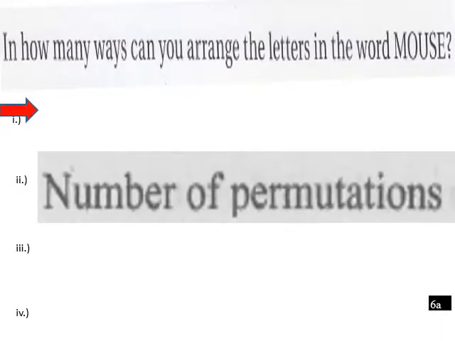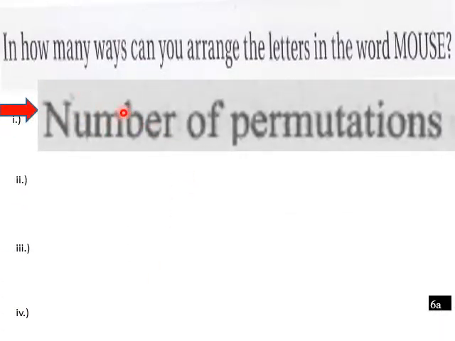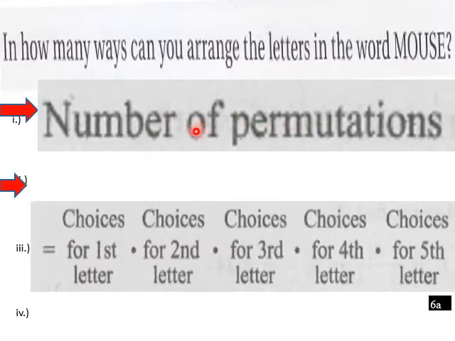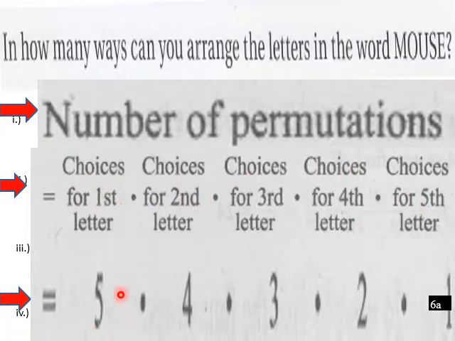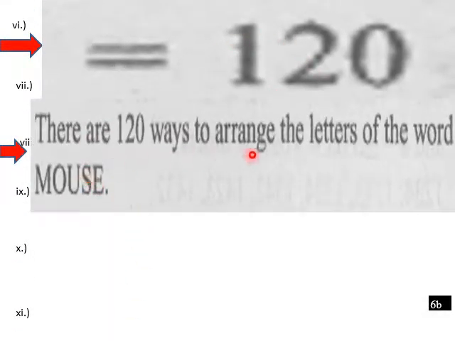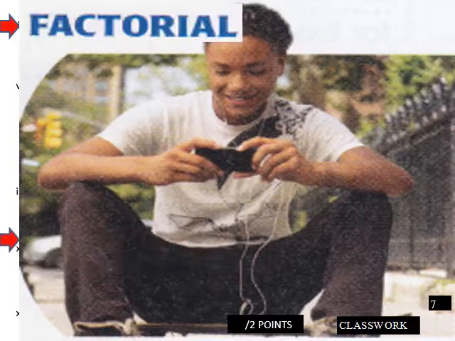So then we go into our guided practice here. The independent practice, that's on you, students. So we have mouse, number of permutations here. Choices, choices, choices. We have 5 letters. 5, 4, 3, 2, 1 will be our choices here for the word mouse. What's 5, 4, 3, 2, 1? It's 120. So there'd be 120 ways you could arrange the letters of mouse.